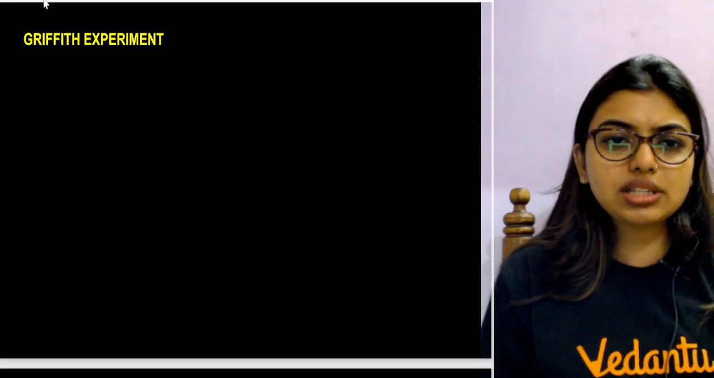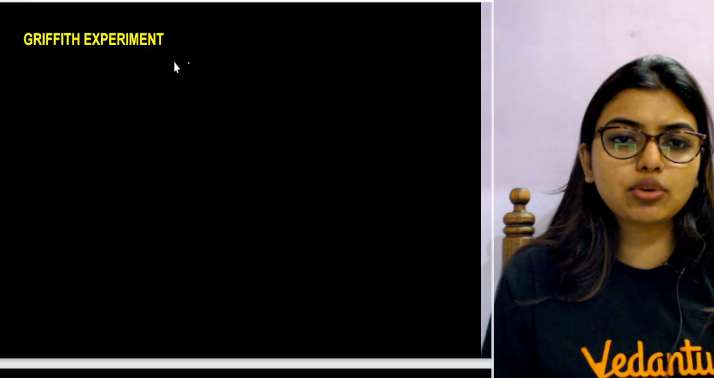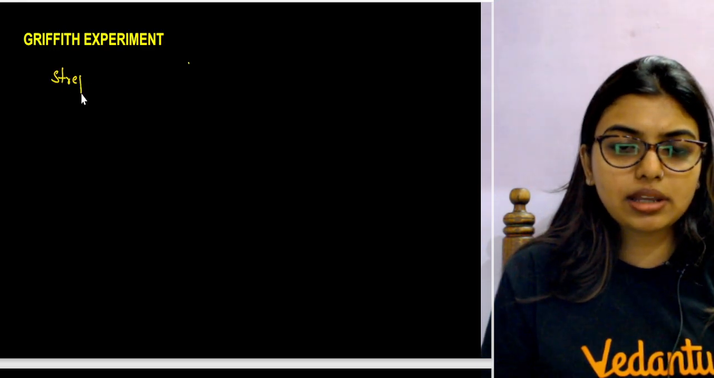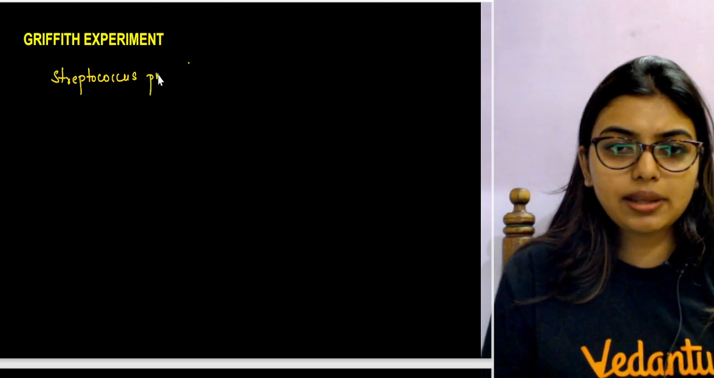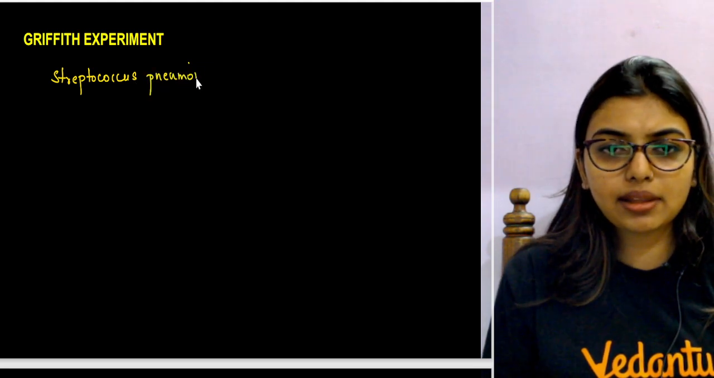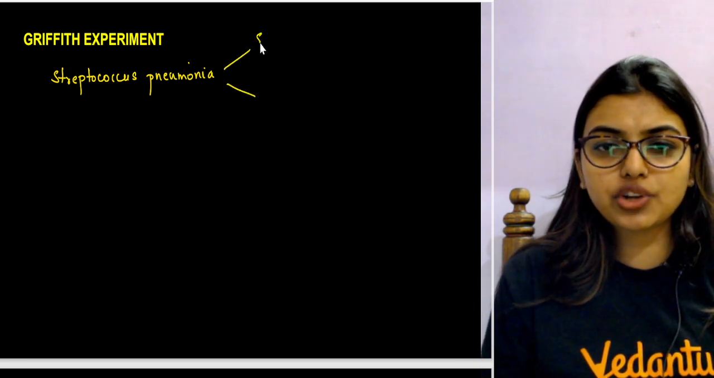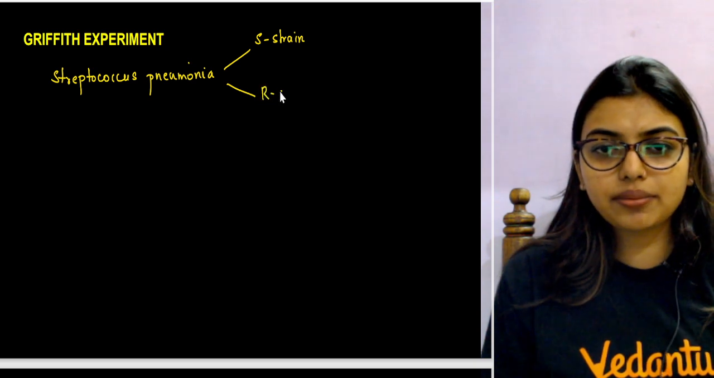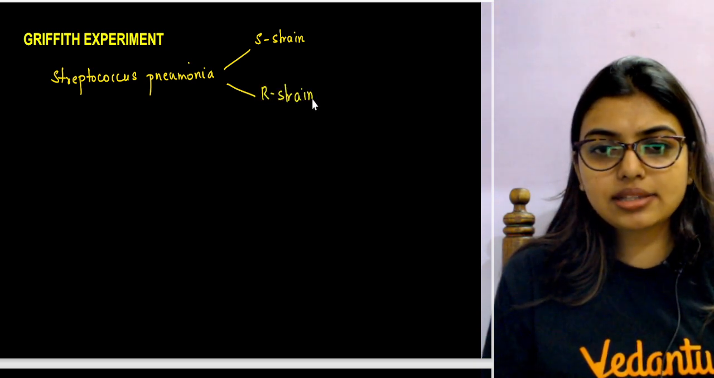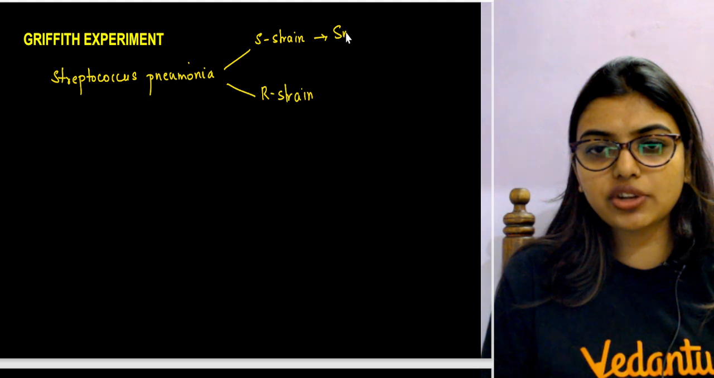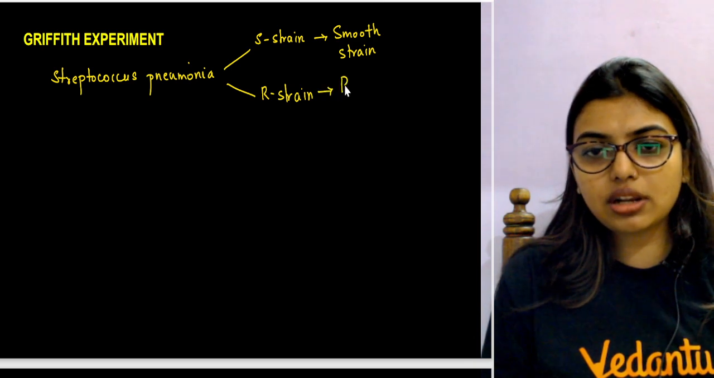So the experiment was very simple. What did he do? He took Streptococcus pneumoniae. And the Streptococcus pneumoniae had two strains, S strain and R strain. S strain is also called the smooth strain, and R strain is called the rough strain.